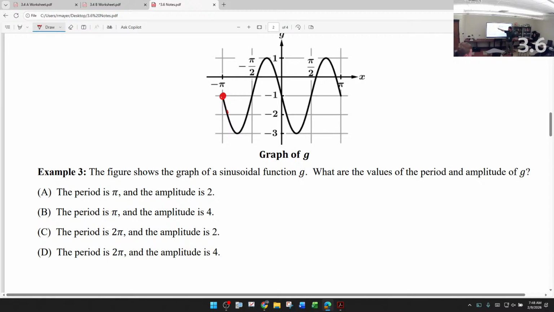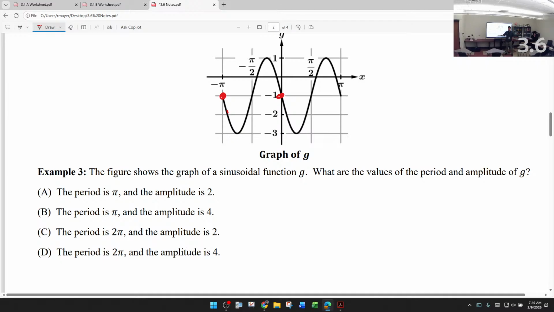So if I started right here and this goes down, that's an instance when A would be negative. If I started right there. How do you know where to start? You don't know where to start. We'd like to start at 0.